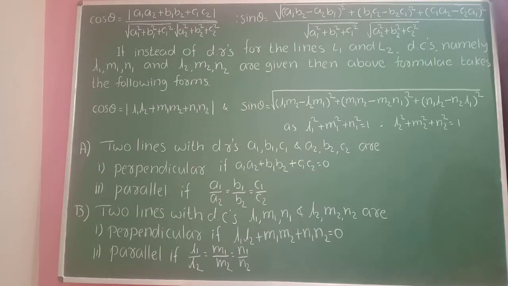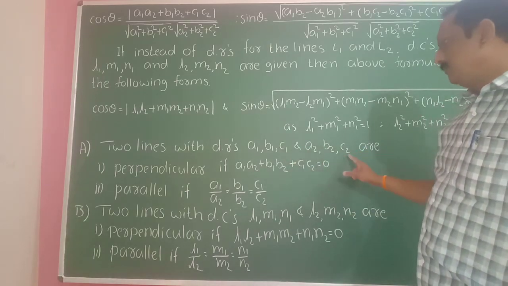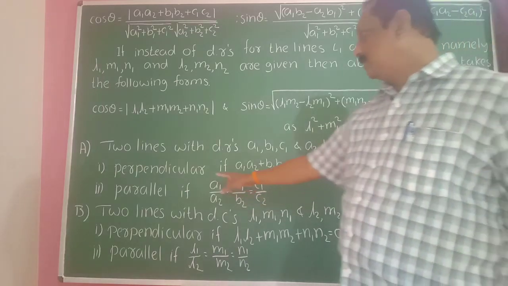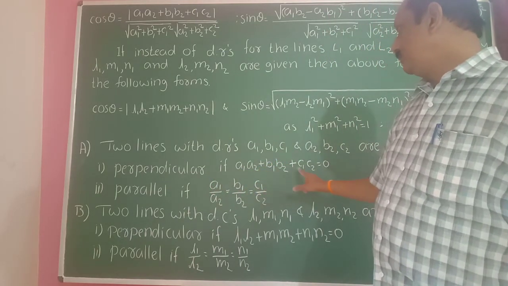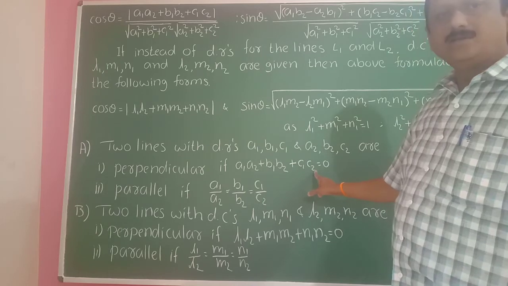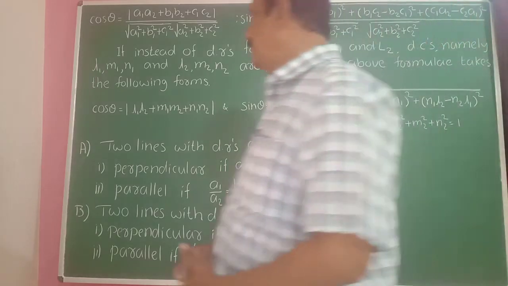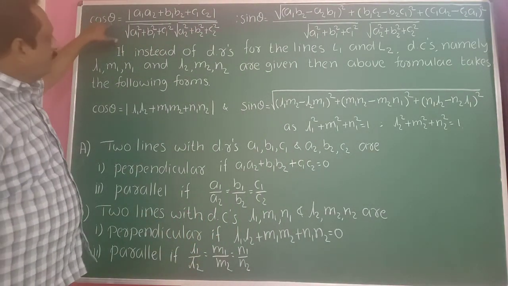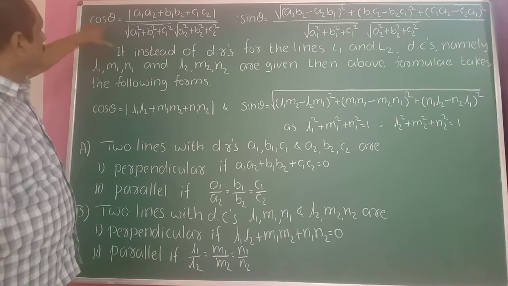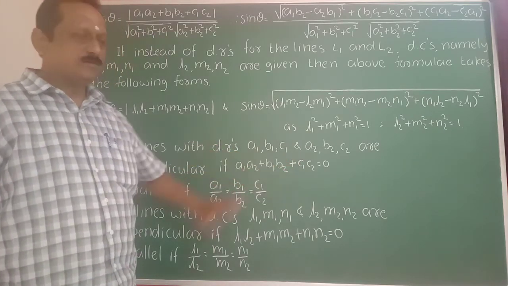Two lines having direction ratios a1, b1, c1 and a2, b2, c2 are perpendicular if a1 a2 + b1 b2 + c1 c2 = 0. Because if two lines are perpendicular, then the angle theta is 90 degrees. If you put theta as 90 degrees, cos 90 degrees is 0. Take these two terms to the side, cross multiply, and we get a1 a2 + b1 b2 + c1 c2 = 0.